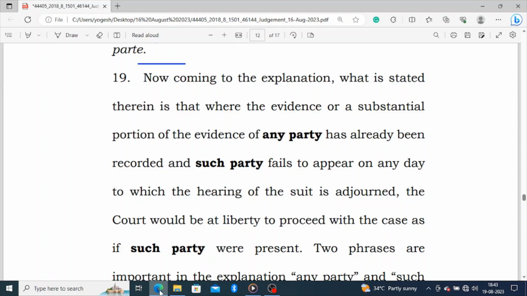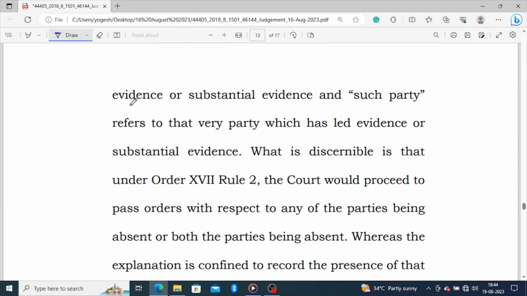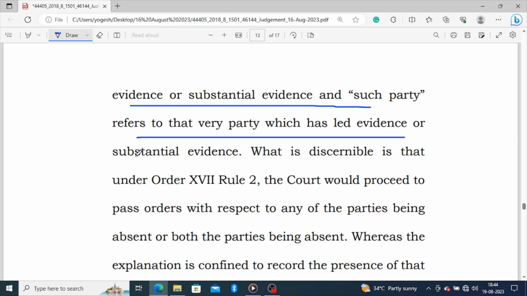Paragraph 19 says, now comes the explanation. What is stated here is that where substantial evidence of any party has already been recorded, and such party fails to appear on the day to which the hearing of the suit is adjourned, the court will be at liberty to proceed with the case as if such party was present. So two phrases are important in the explanation: any party, which refers to the party which has led the evidence or substantial evidence, and such party, which refers to the very party which has led the evidence or substantial evidence.